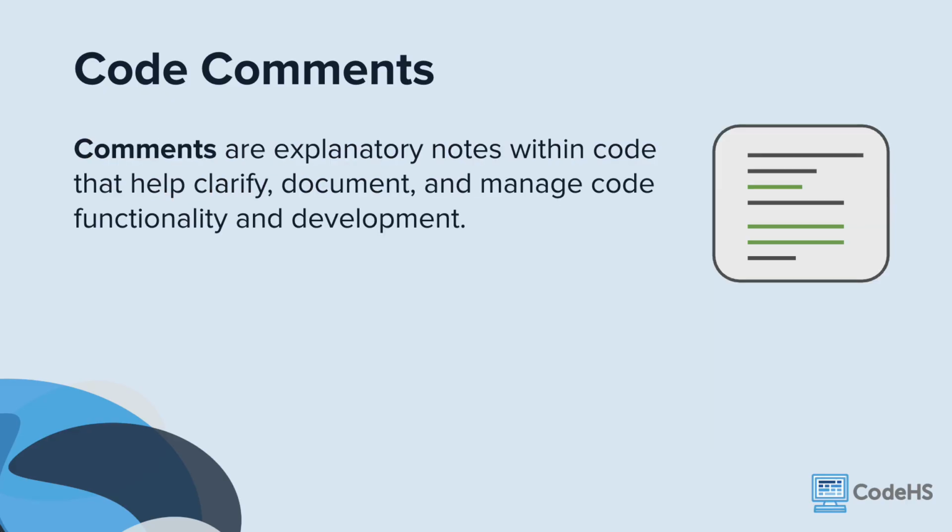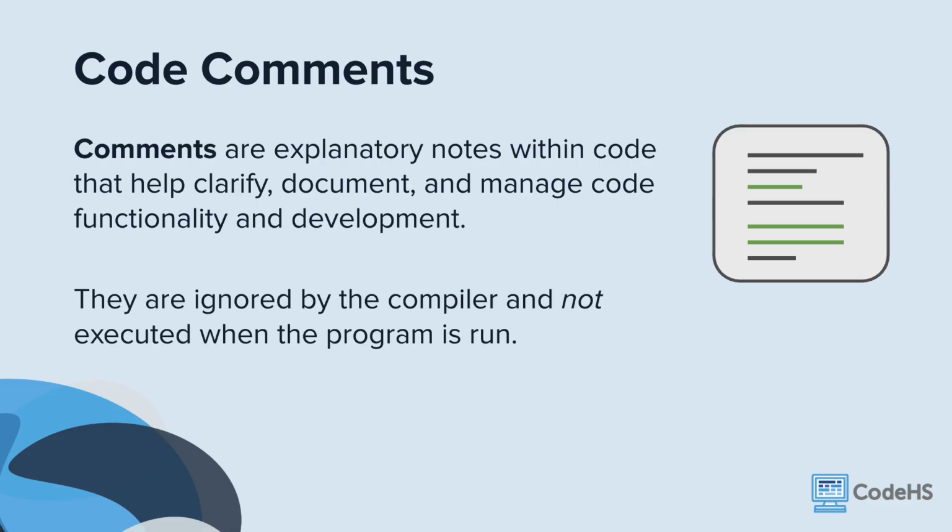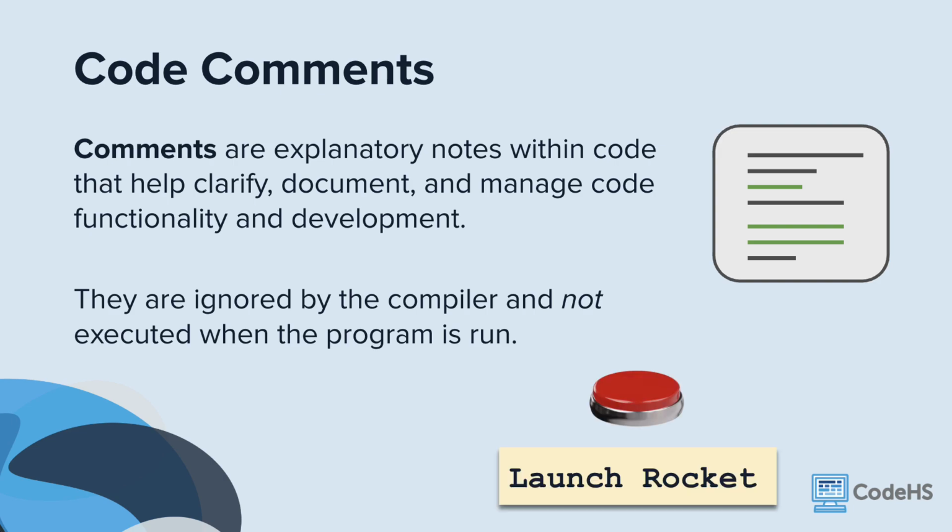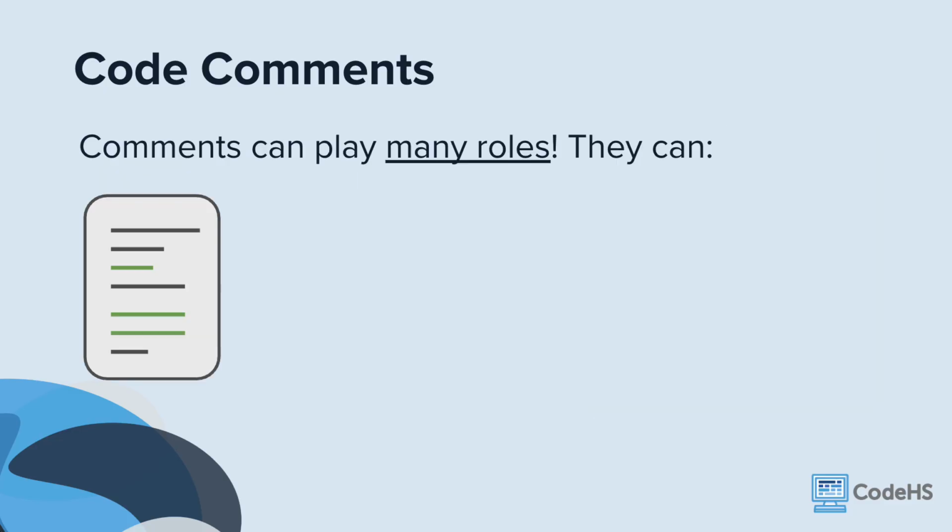In general, comments are explanatory notes within code that help clarify, document, and manage code functionality and development. They are ignored by the compiler and not executed when the program is run, which means they can be added all throughout your program without affecting its functionality. It's kind of like adding a label to a button. The label helps identify what the button does, but it doesn't actually affect its functionality.